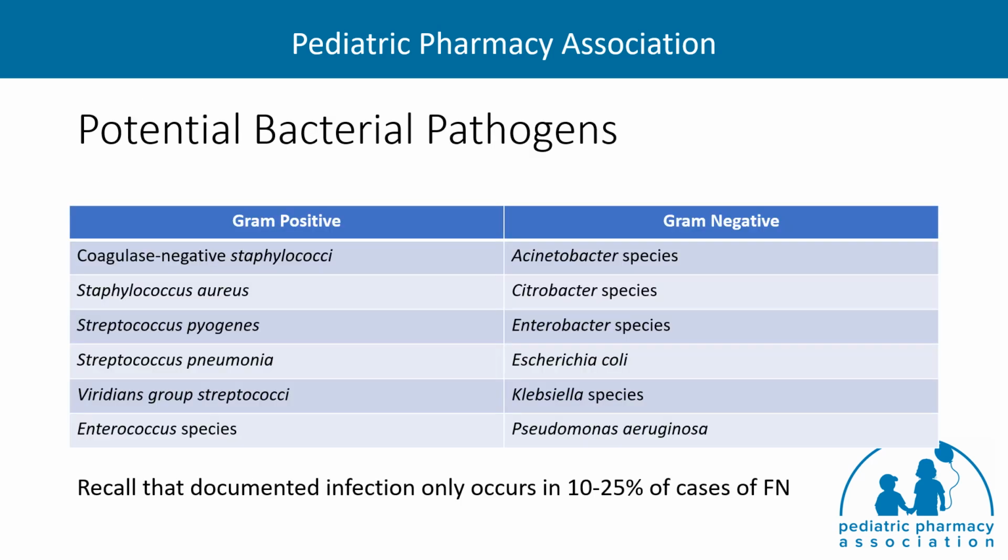There are numerous bacterial pathogens that the patient may present with, and you can see the list of both gram-positive and gram-negative bacteria that are common in patients with cancer. However, it is important to recall that documented infection only occurs in about 10 to 25% of patients that are presenting with febrile neutropenia.